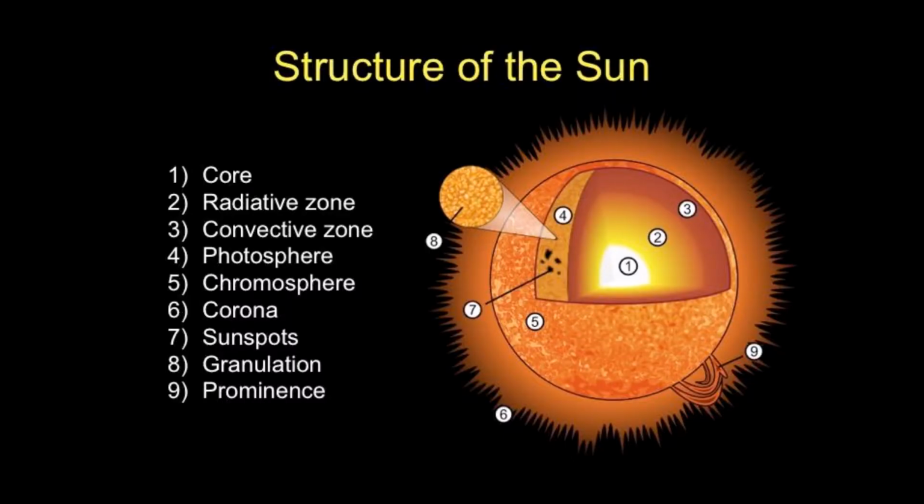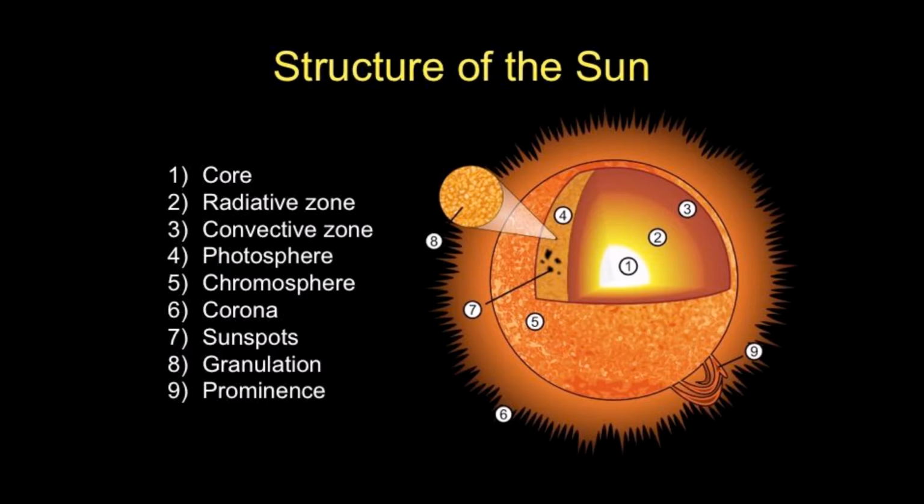Number 4 is the photosphere. It's the outside of the sun, the top layer. That is where a lot of the light is contained. Number 5 is the chromosphere. Number 6 is the corona. The corona is the atmosphere of the sun. And this is where a lot of the sunspot activity and the prominence activity and the solar flare activity occurs.